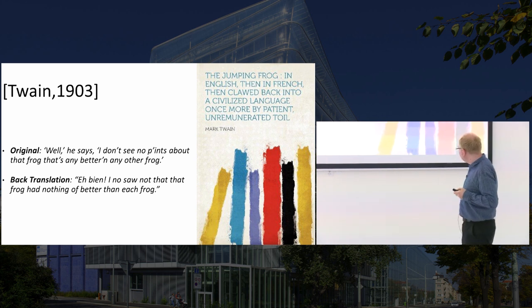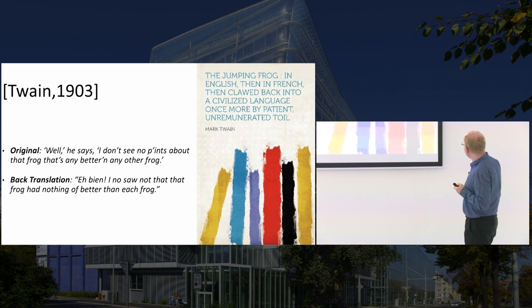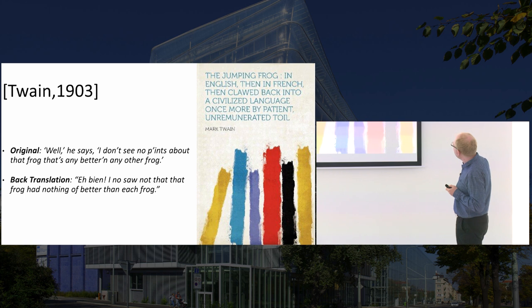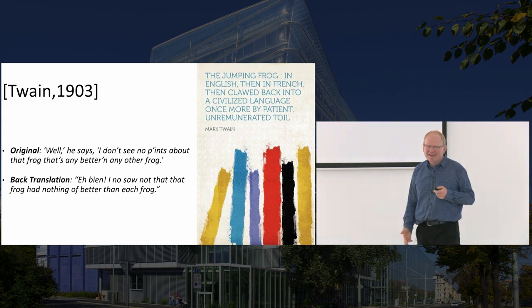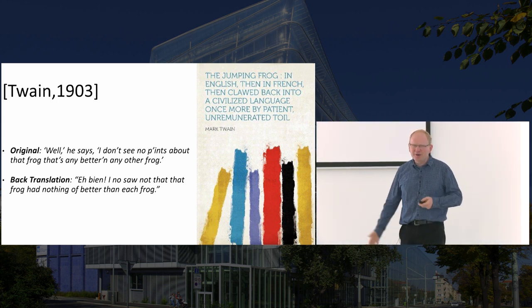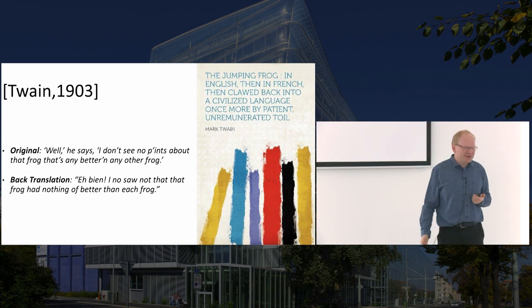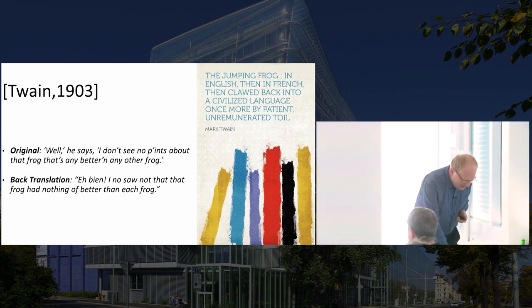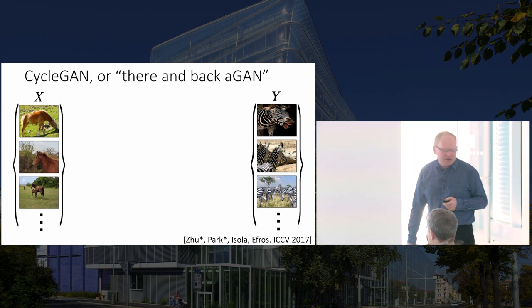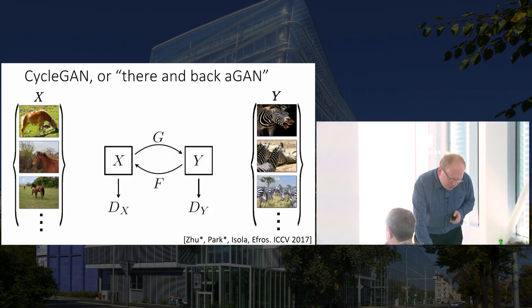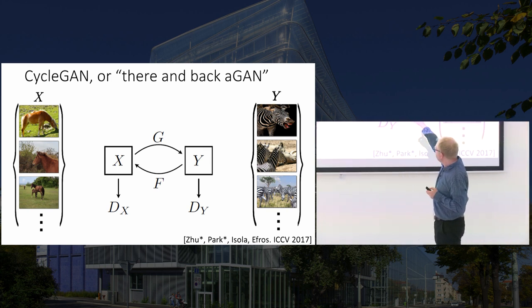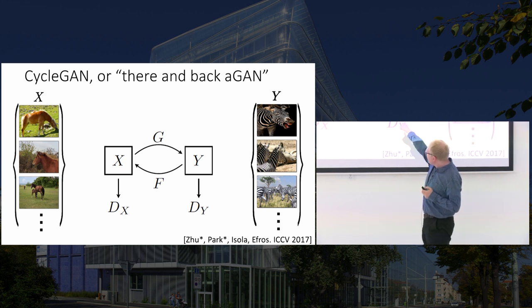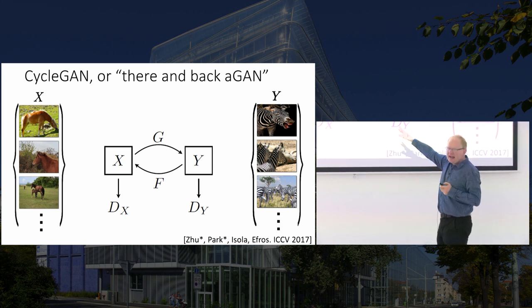And Mark Twain wrote this book, Jumping Frog, in English, then in French, then clawed back into a civilized language once more by patient, unremunerated toil. So here he was showing that in this particular case, the translation was not a good one, so he translated back and showed that it was not looking good, okay? And so what we're going to do here is basically the same idea. We're going to now have a translator G that goes from domain X to domain Y, okay? And then translator F that goes back, okay?